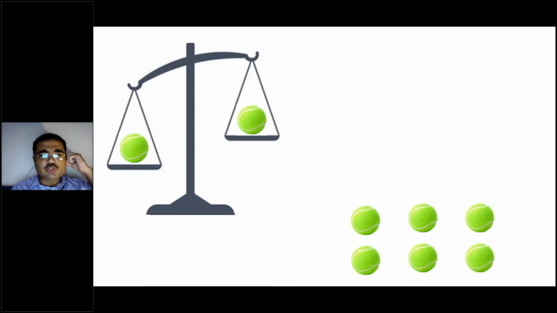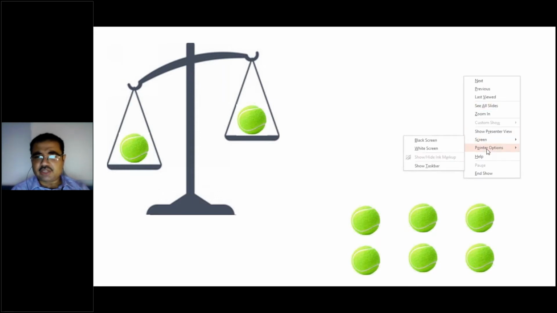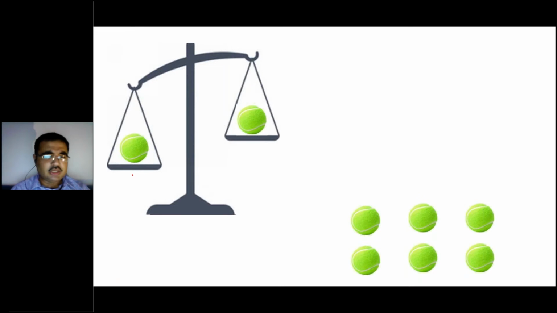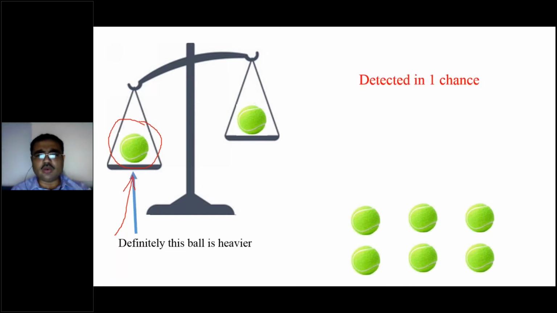As soon as you put them, you see one of the balls go down. This one goes down over here. What does that mean immediately? Suppose this portion of the weighscale goes down. You can definitely say that this ball is heavier. How many weighings did you need? Only 1 weighing. Definitely this ball is heavier. Only 1 chance and you detected it. But this is the best case.